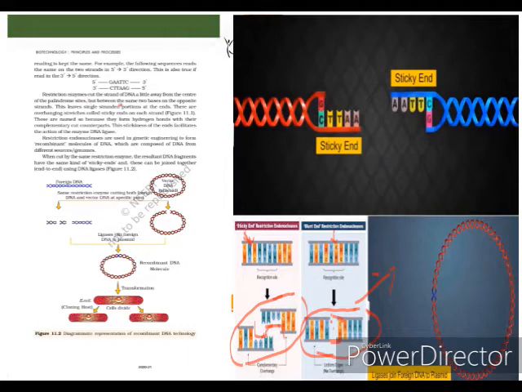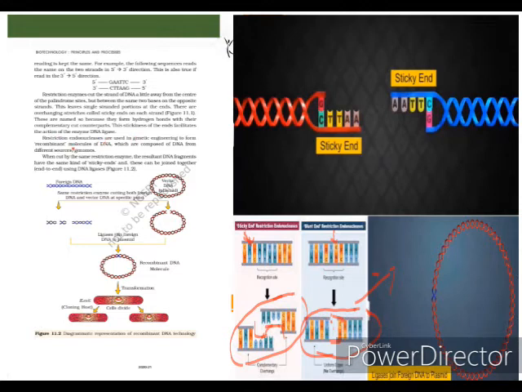Restriction enzymes cut the strand of DNA a little away from the center of the palindrome sites, but between the same 2 base pairs on the opposite strands. This leaves single-stranded portions at the ends. There are overhanging stretches called sticky ends on each strand. These are named so because they form hydrogen bonds with their complementary cut counterparts. The stickiness of the ends facilitates the action of the enzyme DNA ligase.